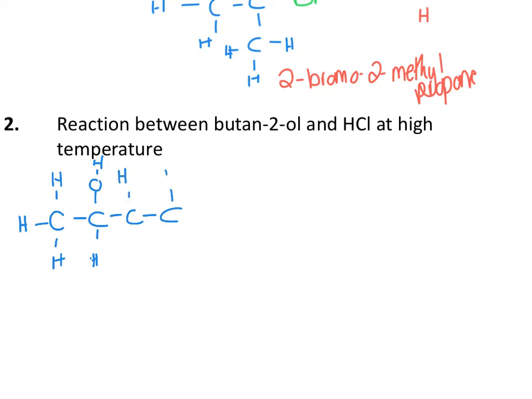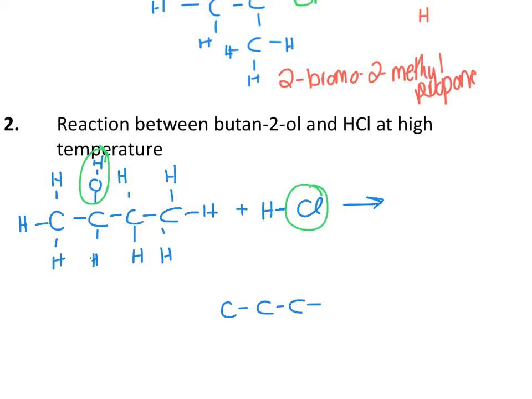Alright, we have the OH on the second carbon. We're going to add HCl to it. All that's going to happen is that the OH is going to come off and be replaced by the chlorine, which means we then end up with 2-chlorobutane. So we have 1, 2, 3, 4. The chlorine's going to go on the second one.